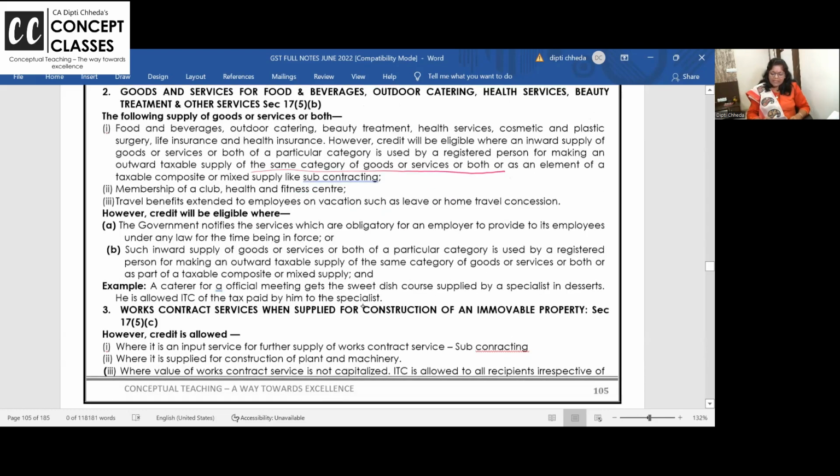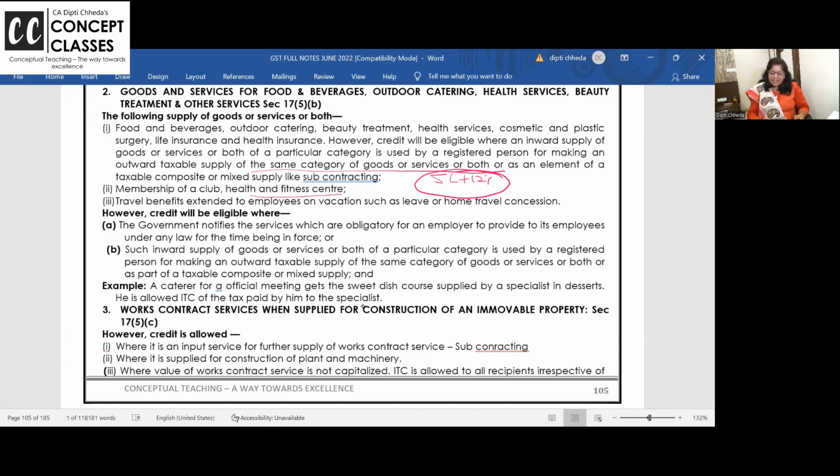Membership of a club, health and fitness center, ITC not allowed. For my cream or key employees of the company, I have taken a Club Mahindra membership. On that membership, I am paying GST, but ITC is not allowed. So input tax credit is not allowed. So what do companies do? If the membership is 5 lakh and on that 12% GST, they capitalize the whole 5 lakh plus 12%, because it is blocked credit, I am not getting any credit.